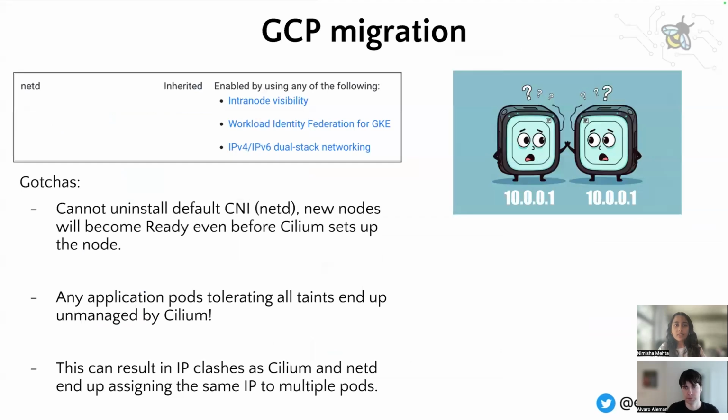For CNI migration on GCP clusters, we followed more or less the same process of bringing up new nodes with Cilium and migrating workloads onto them. However, the default CNI with GKE called netd is enabled by default when using certain features. A gotcha here is that since netd cannot be uninstalled, a node could become ready even before Cilium has finished configuring it, which means application pods can get scheduled on the node before the Cilium agent. As a result, this can leave some pods unmanaged by Cilium and can lead to multiple pods ending up with the same IP address.